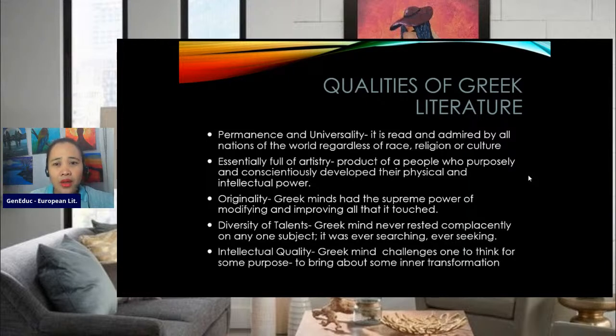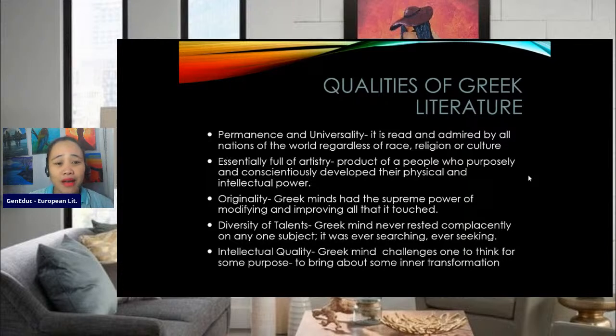So you see, when you are going to open the Greek literature, these are the qualities, and it's kind of good. Think about it: permanence and universality. Essentially full of artistry. I'm sorry, guys. Pause kasi ako, binabanat ko talaga yung boses ko.